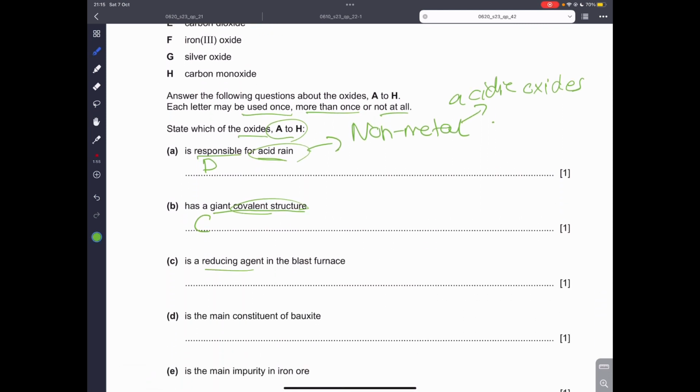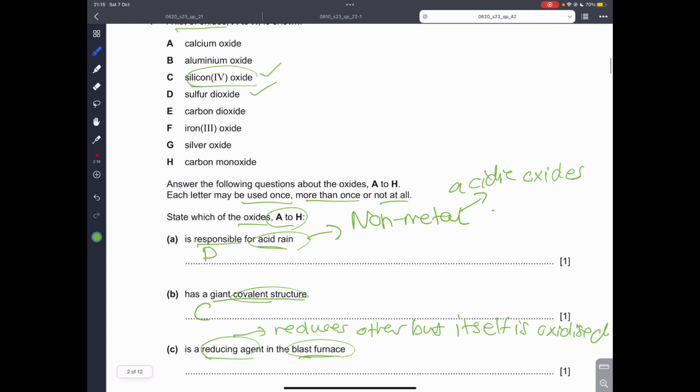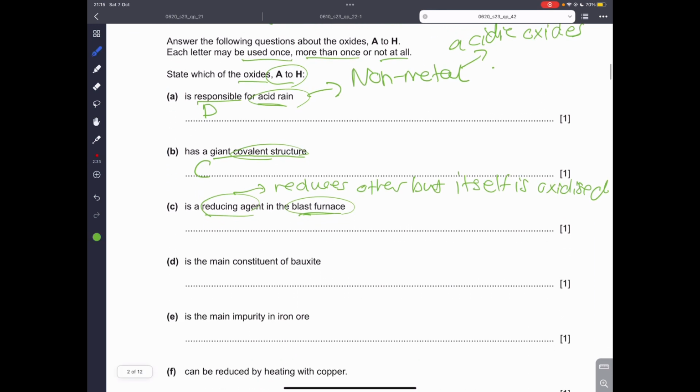Which is a reducing agent in the blast furnace? So you have to know the reactions that are going on in a blast furnace. A reducing agent, remember, is basically an agent that reduces others, but itself is oxidized. So this could be carbon monoxide, because carbon monoxide, remember, in the blast furnace will reduce the iron 3 oxide to form Fe plus CO2. So we have to choose carbon monoxide. It is a reducing agent. That is something that you have to simply remember.